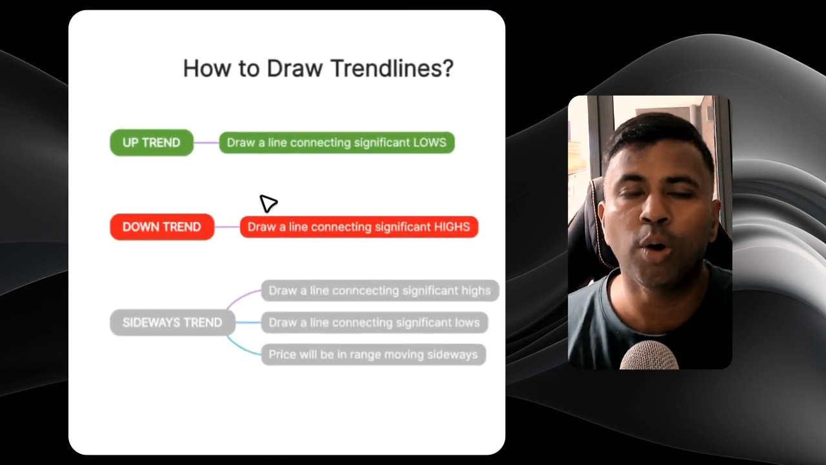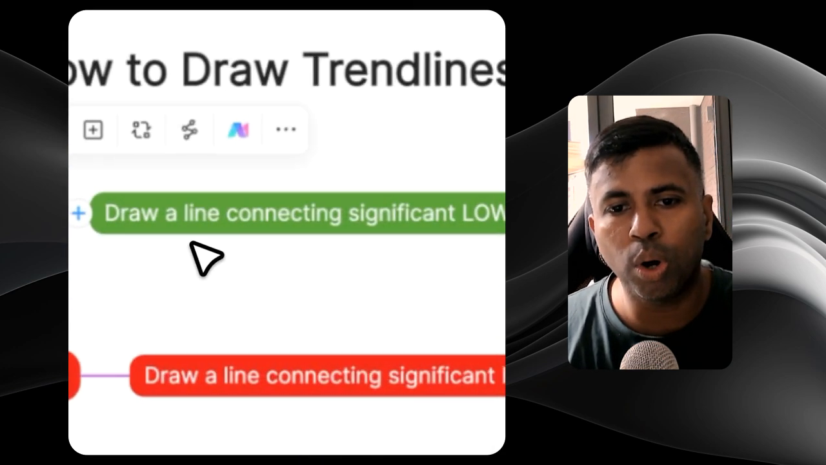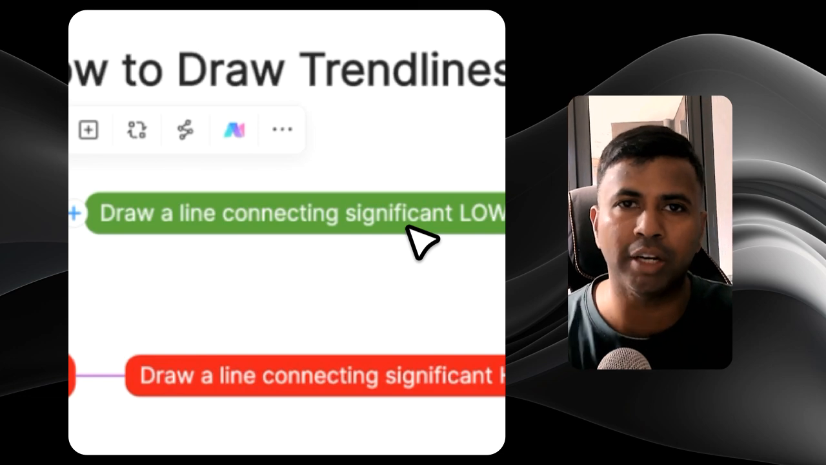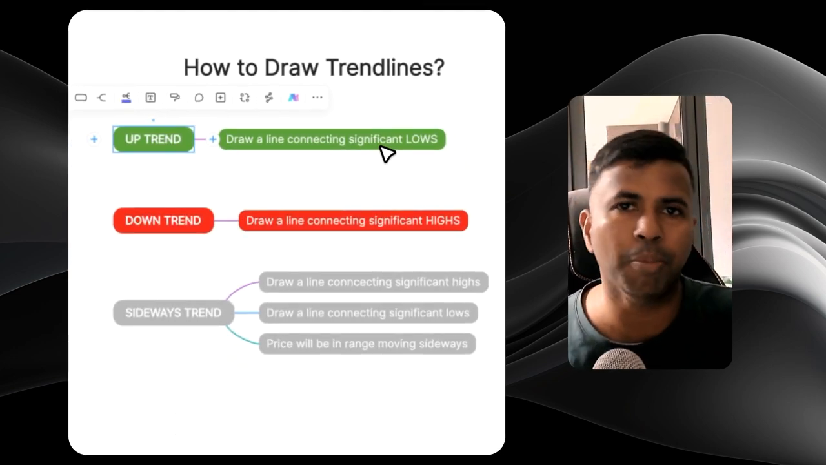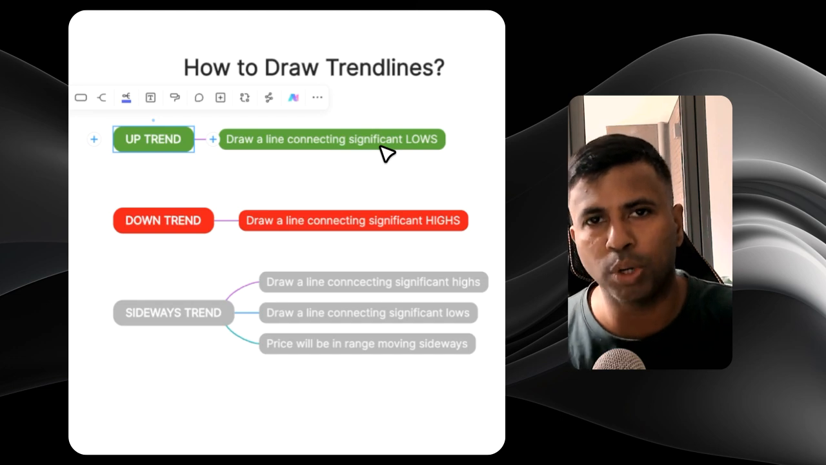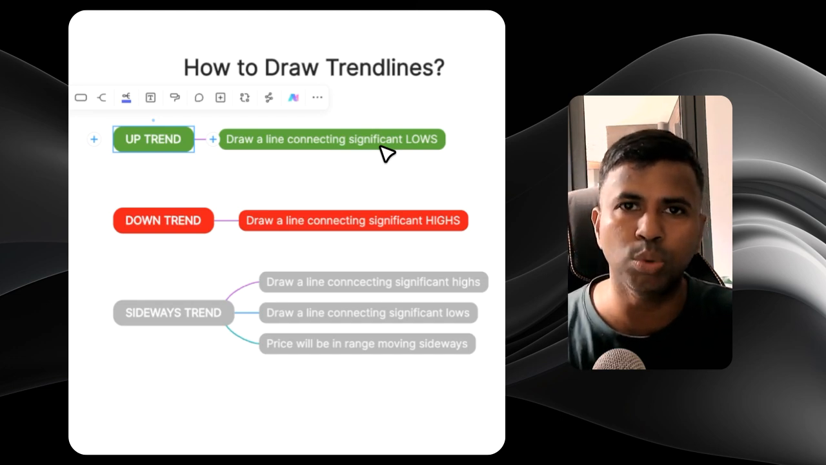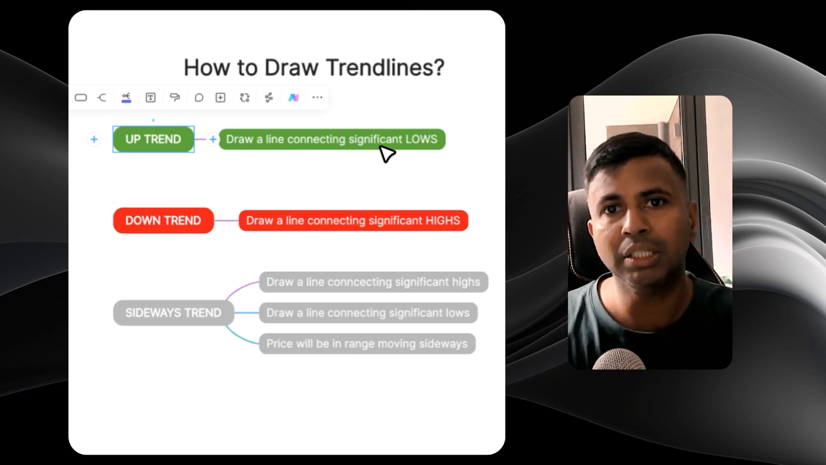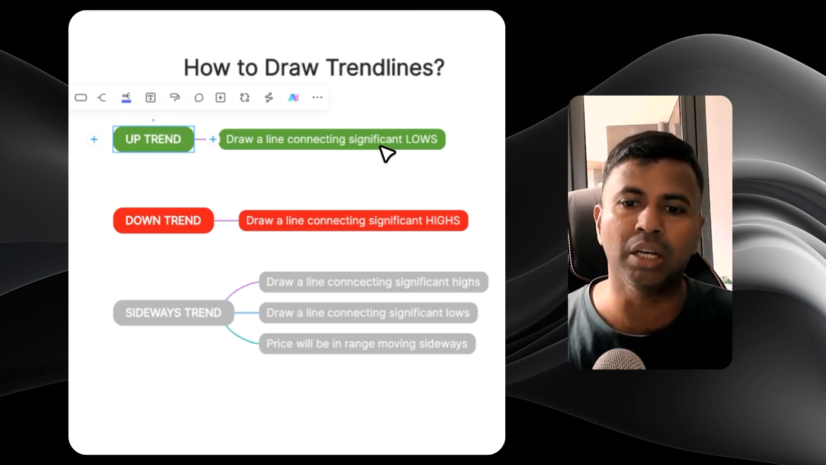Now let us look at how we draw these trend lines on a charting software. To draw an uptrend line, you will have to connect any two significant lows. You could be viewing the chart on a daily time frame or on a weekly time frame, and if you want to draw the trend lines, you have to pick two lows. By significant lows, we mean the most significant ones, the ones that stand out from the chart.